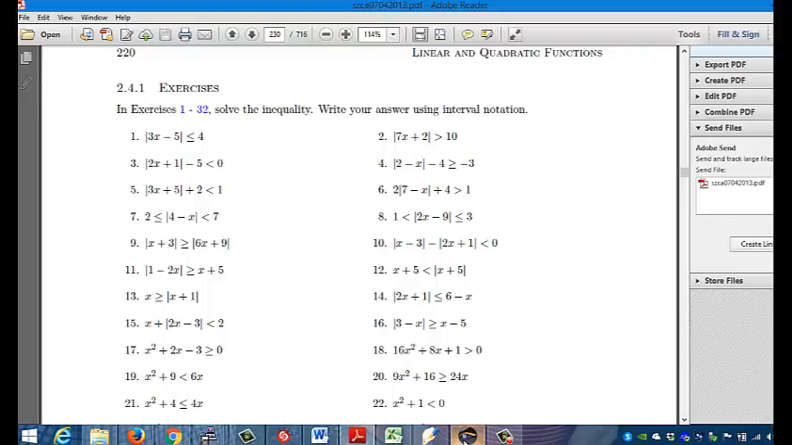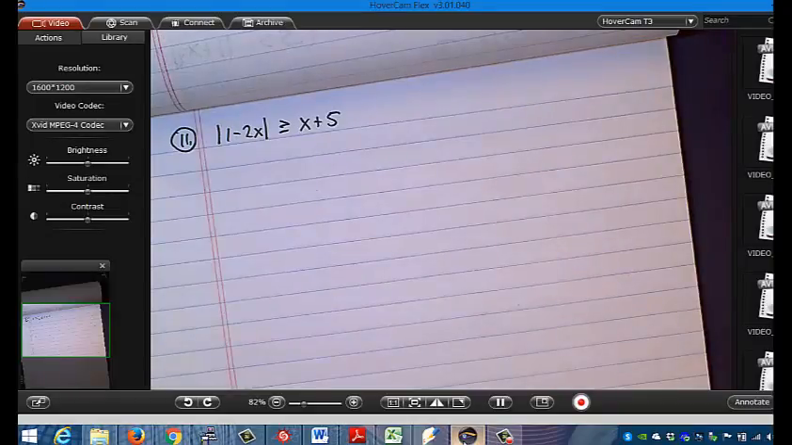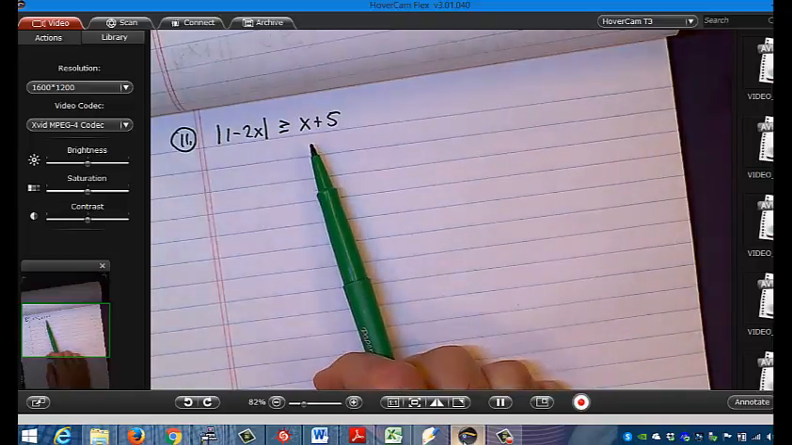Let's try one like number 11. Absolute value of 1 minus 2x is greater than or equal to x plus 5. All right, it's a bit challenging. We have the absolute value by itself. That's not the issue. But the issue is that it's not a number on the other side. It's a function. Right?